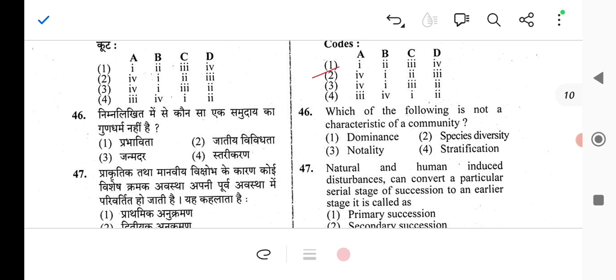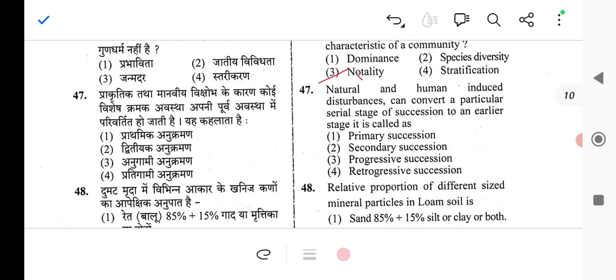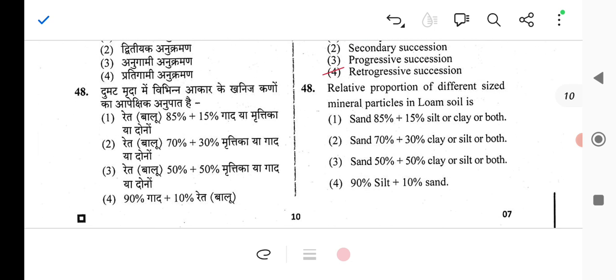Next is, which one of the following is not a characteristic of community? Natality is not the characteristic of community. Natality is the number of births. Next is, natural and human induced disturbances can convert a particular serial stage of succession to an earlier stage. So when it is back, like coming back to the earlier stage, it is retrogressive succession.